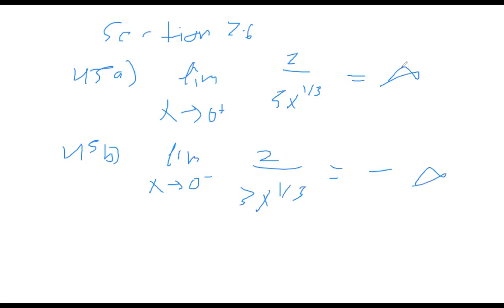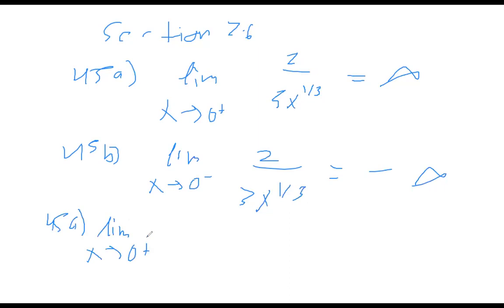Yeah, I graphed it, and I think you can also plug in numbers from the right. So like 0 from the right, that's going to be like 0.001, 0.0 whatever. So I'll show you here. This is 45A. So we have the limit as x approaches 0 from the right.